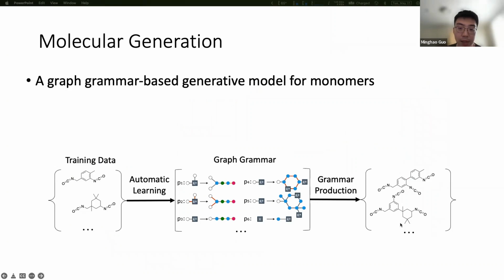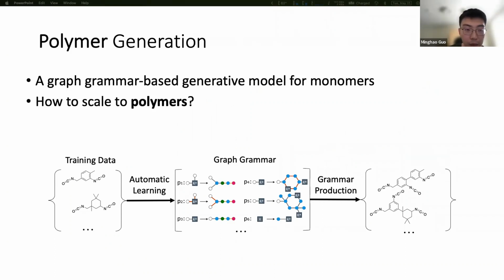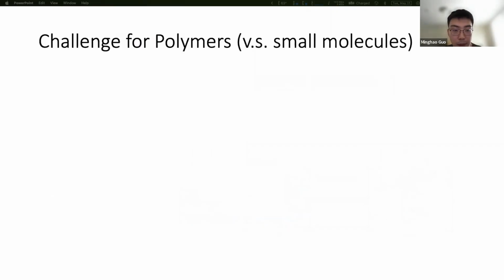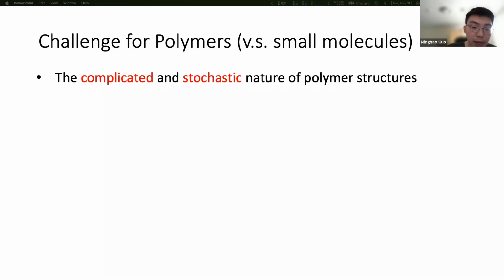So we just discussed grammar-based generation for relatively small molecules, or mainly targeting monomers. The next question is how to scale up to polymers. There are several essential challenges for a design model of polymers, especially compared with small molecules. The most important one is the complicated and stochastic nature of polymer structures.